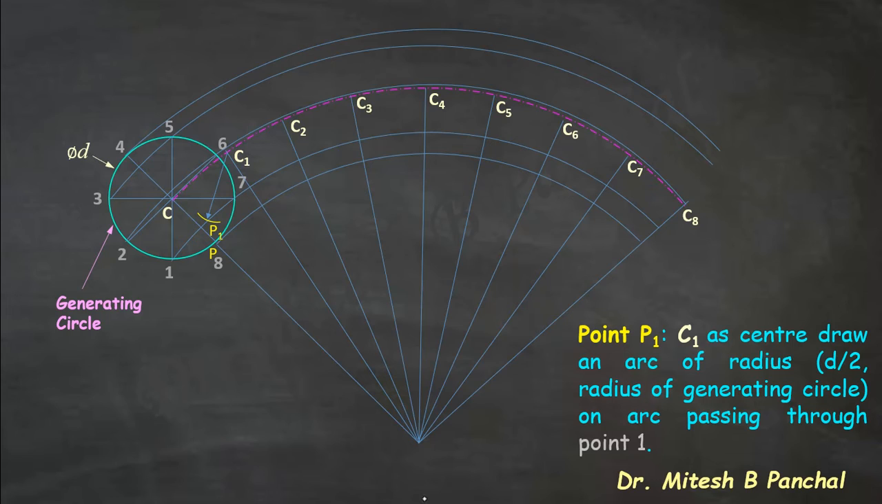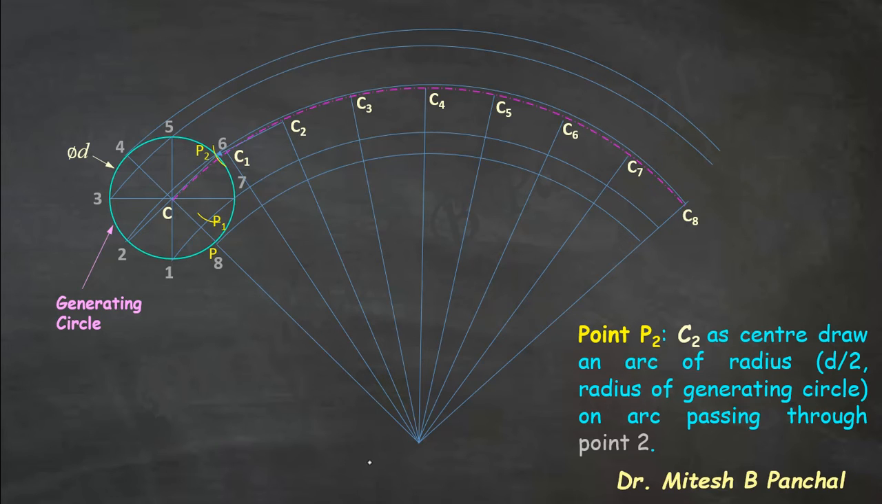Okay. Now continue with the same procedure and obtain the different positions of point P when the circle reaches the different positions C1, C2, C3, C4, C5, C6, C7 and C8. Similarly, P2 can be obtained by considering C2 as a center and radius equal to d by 2, and considering the arc on the arc passing through point 2. So on the arc passing through point 2, we will get the point P2.